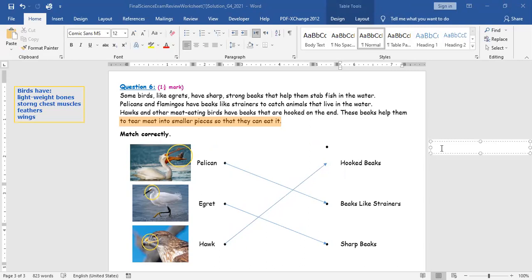Anyway, as you saw, birds have different shapes of beaks. Why is that? Since they have different food diets. They feed on or eat different things. For this reason, they have different shapes of beaks.